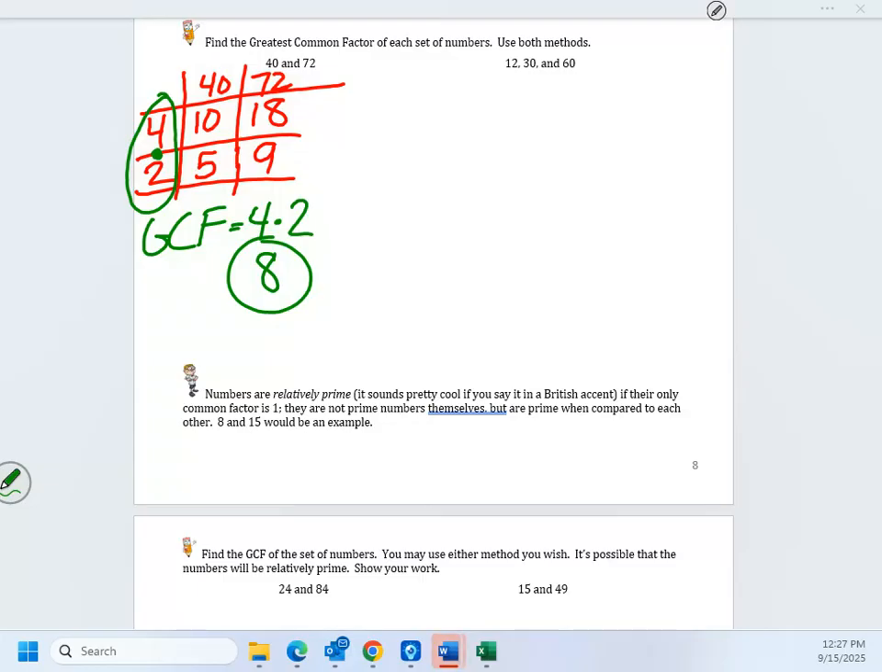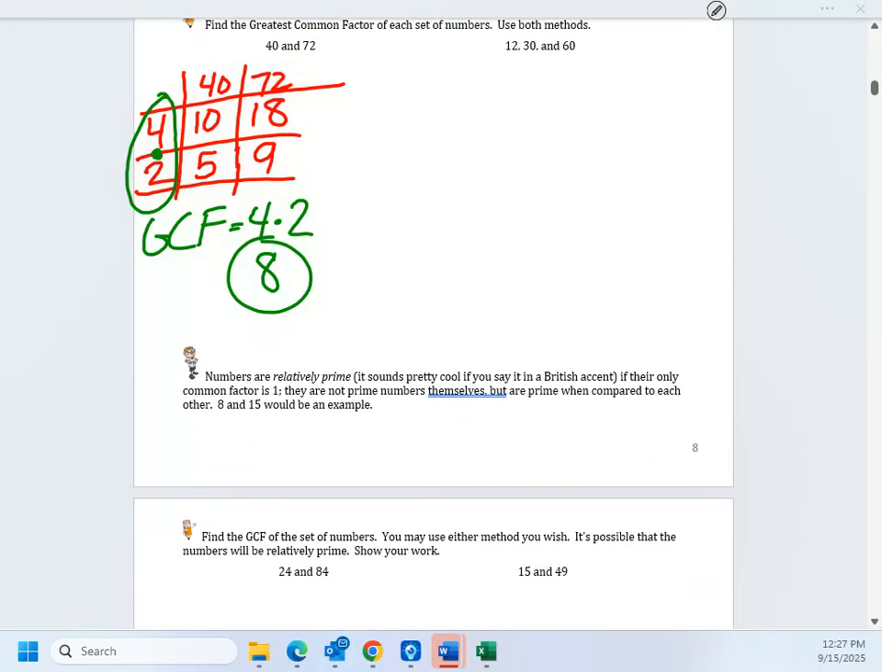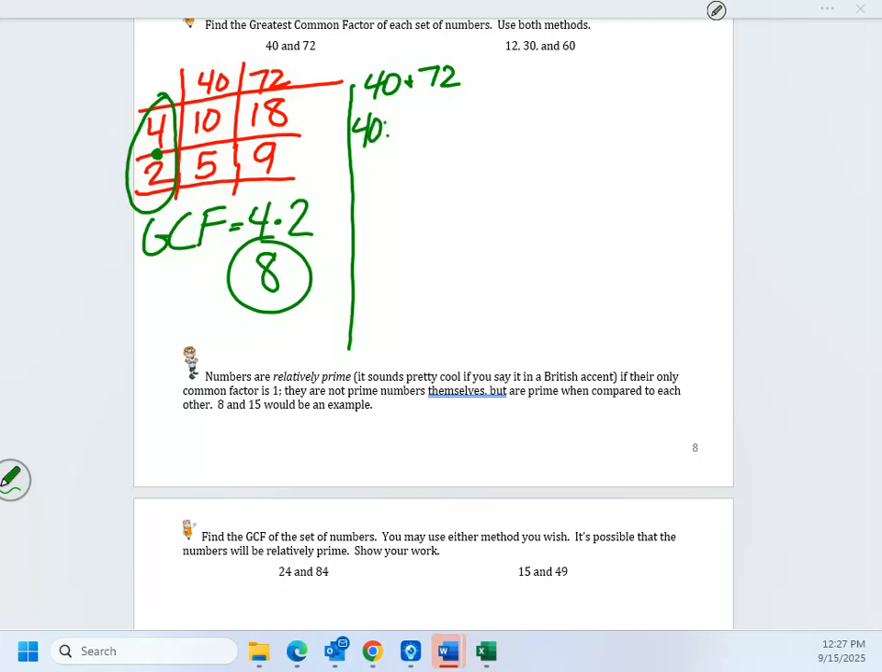If we did our listing method, we have 40 and 72. What are my factor buddies for 40? Laurel, give me a factor buddy. 10 and 4.